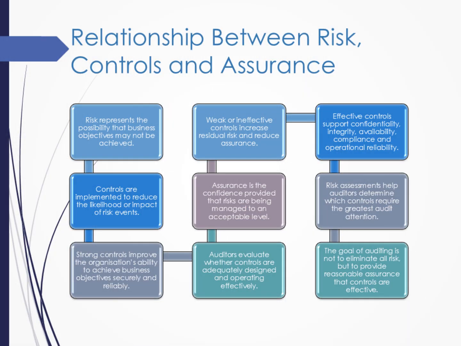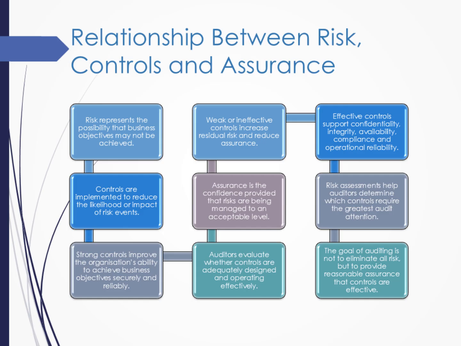Understanding the relationship between risk, controls, and assurance is fundamental to information systems auditing and forms the basis of a risk-based audit approach. Risk represents the possibility that business objectives may not be achieved due to threats, vulnerabilities, process failures, or ineffective governance and control activities. To manage this risk, organizations implement controls designed to reduce either the likelihood of a risk event occurring or the impact if the event does occur.